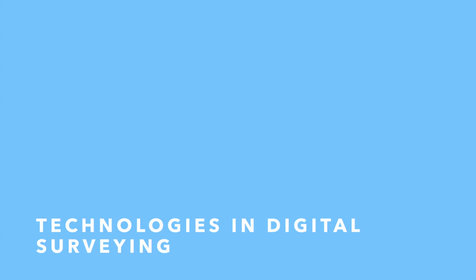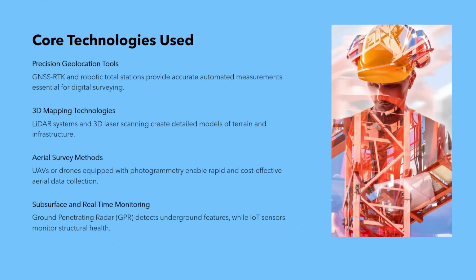Now, let's explore the core technologies that power digital surveying in civil infrastructure. Digital surveying relies on precision geolocation tools like GNSS RTK and robotic total stations for accurate automated measurements. 3D mapping technologies, including LiDAR systems and 3D laser scanning, create detailed models of terrain and infrastructure.